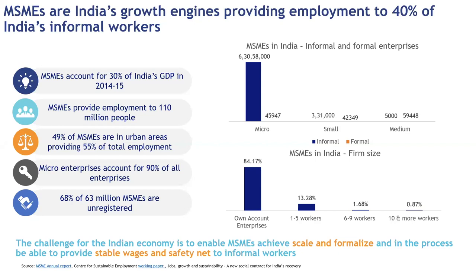Some key aspects around understanding MSMEs: almost 68% of all enterprises are unregistered. Within MSMEs, if you see the chart on the right hand side, micro enterprises dominate, with more than 90% of all MSMEs in India being micro enterprises. And when we see the firm size, almost 84% of enterprises are own account enterprises, which basically means tiny firms and no employees, not even one employee.